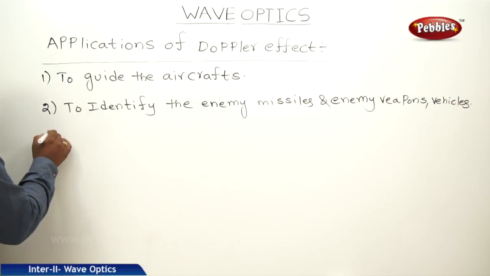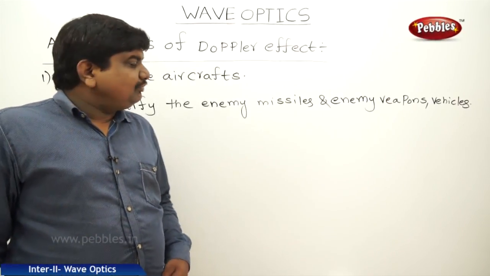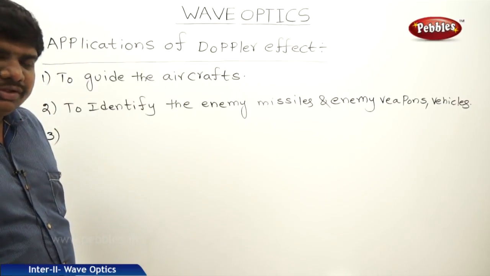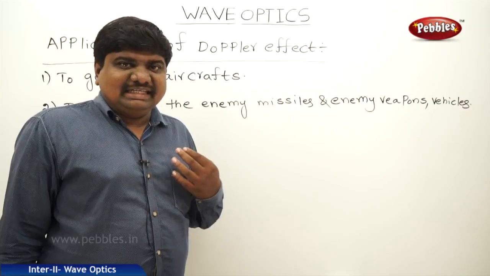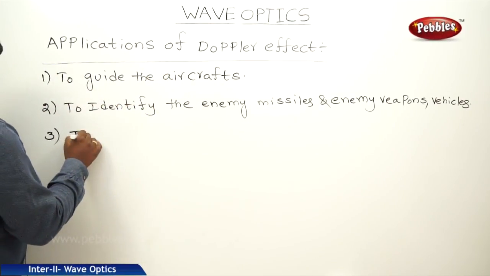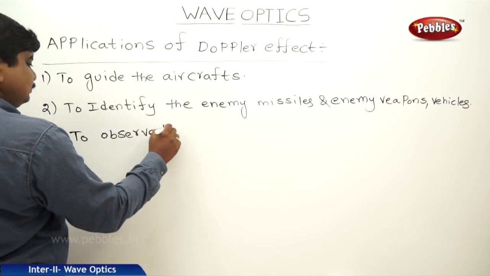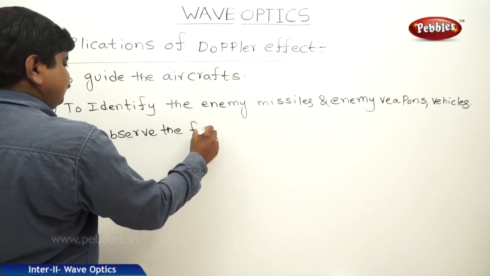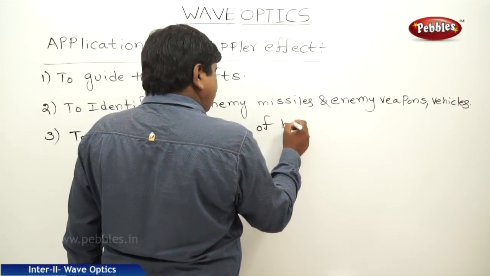The third one is in the medical field. In the medical field, this Doppler effect is useful to identify the functioning of the heart, nothing but ECG, echocardiogram, to observe the function of the heartbeat.